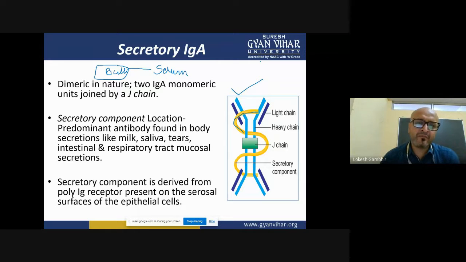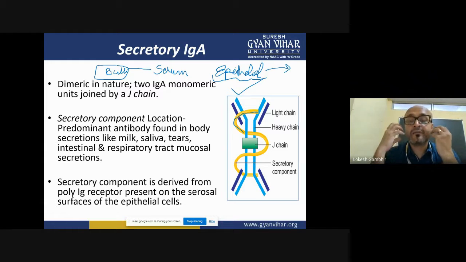And suppose I am talking about pulmonary secretions. There are epithelial cells present in my lungs. How are these epithelial cells taking this particular immunoglobulin inside and then secreting it out as secretion? See, my tears come from my eye, from the lacrimal gland and the cells present in the lining of my eye.